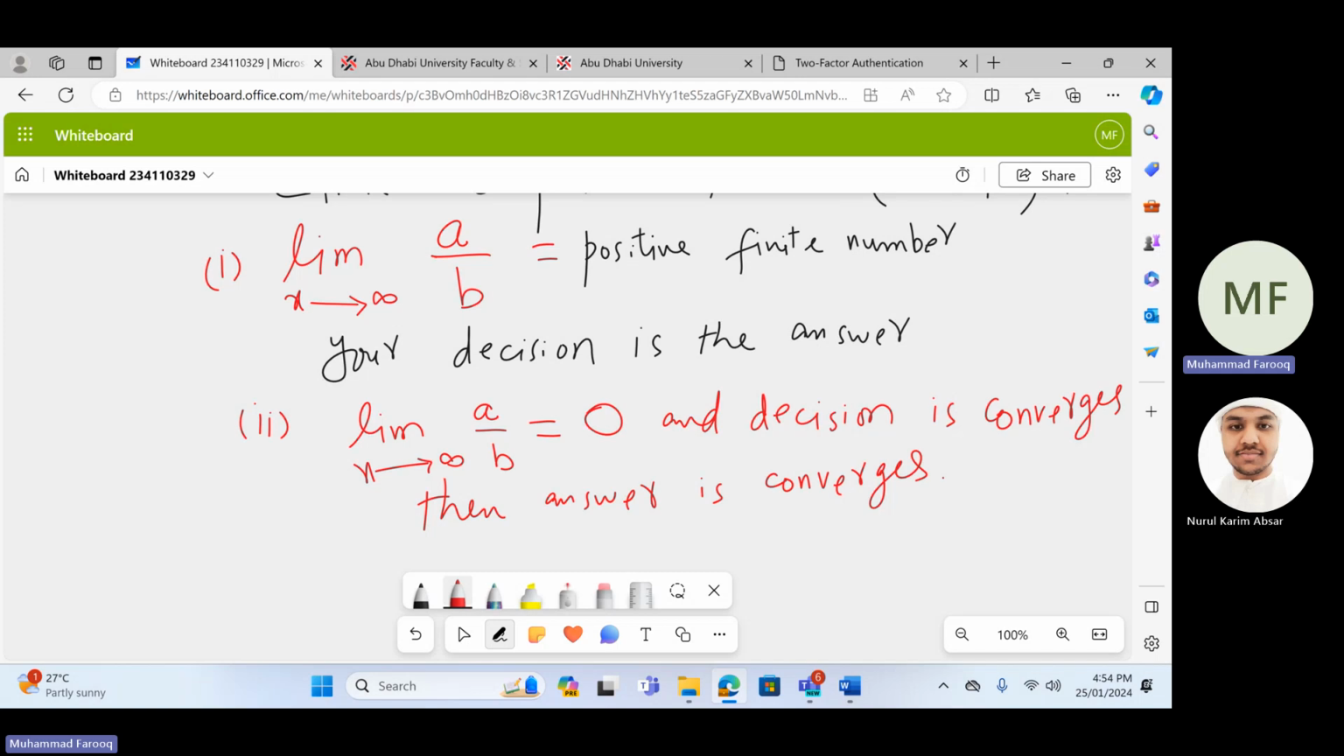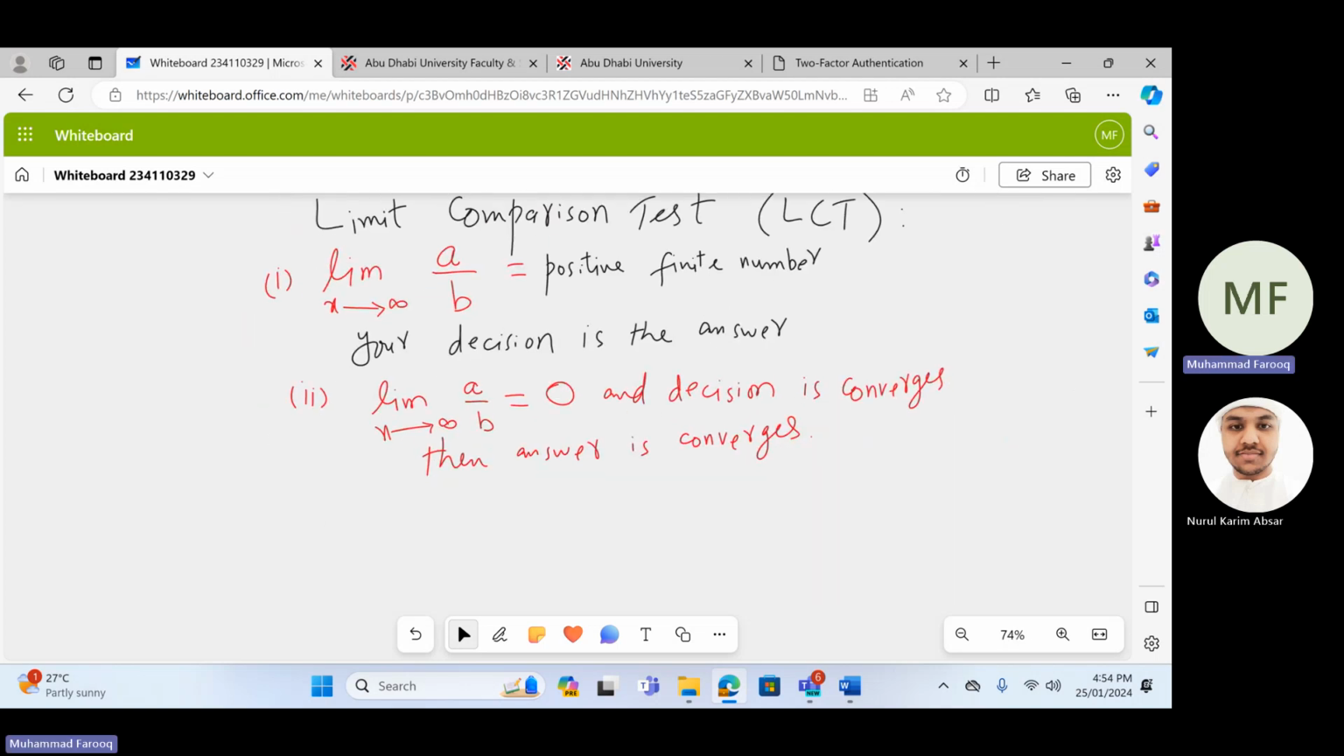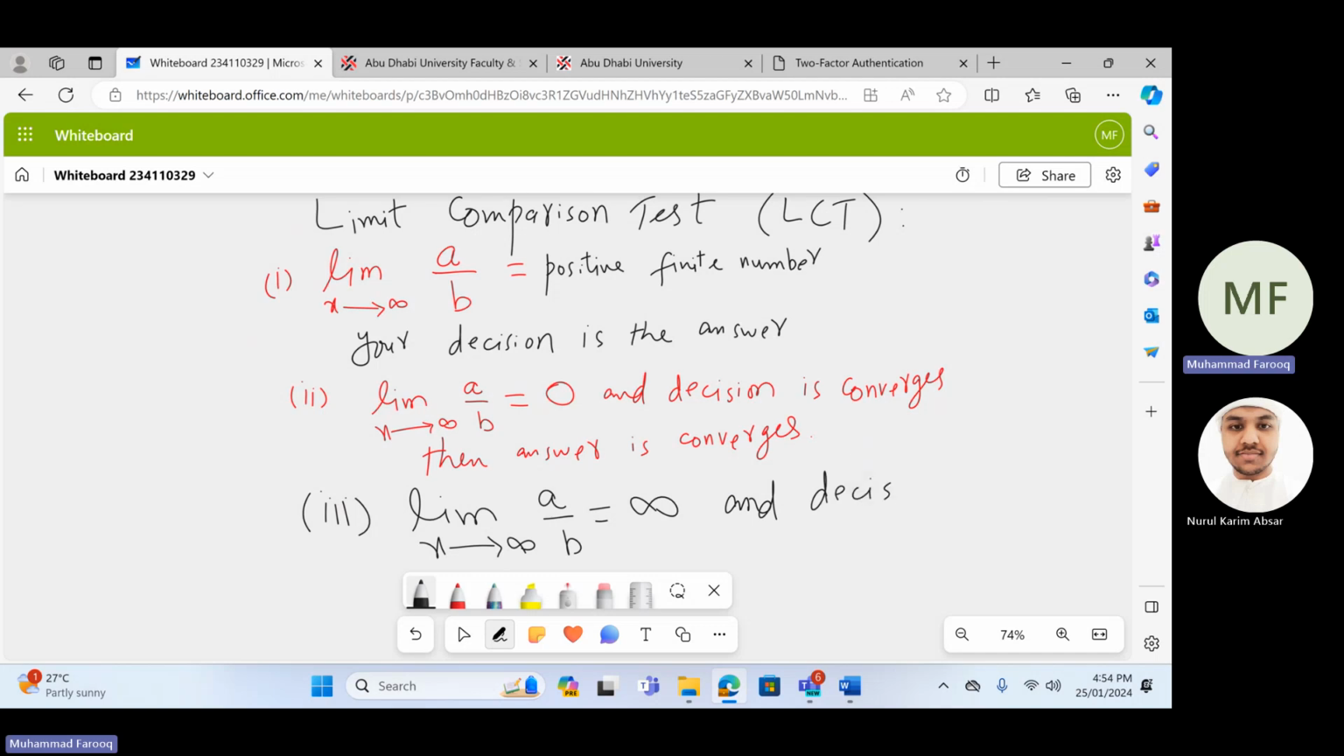It's inconclusive. Okay, what is the third possibility that can come in your calculation? Negative? Negative is not possible. Infinity. Infinity, very good. If during your limit calculation your answer becomes infinity, that is the third possibility. Limit x up to infinity of A over B, if the answer is infinity, and your decision is what?